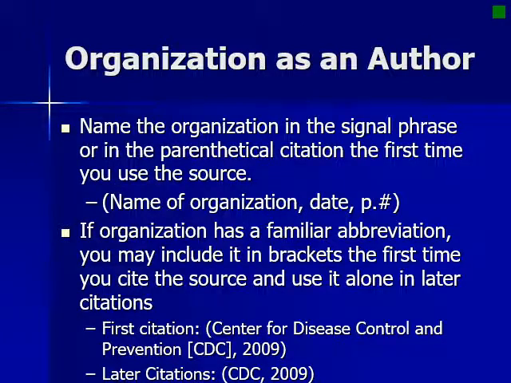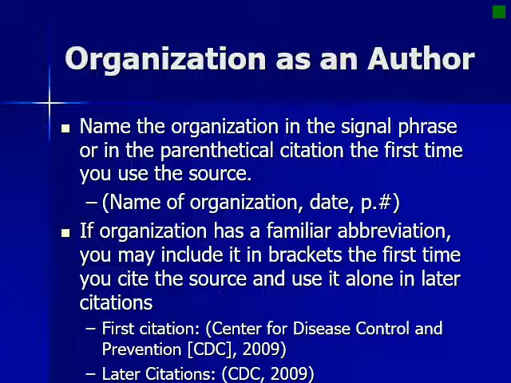If you have an organization as the author, you name the organization in the signal phrase or in the parenthetical citation the first time you use the source. The name of the organization in this case goes where you would have placed an author had there been one. So as you see here, in the parentheses you have the name of the organization, comma, date, comma, page number.